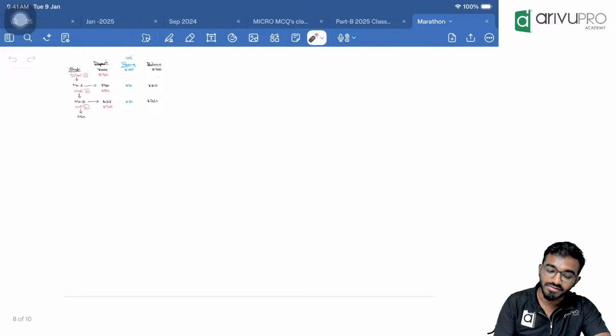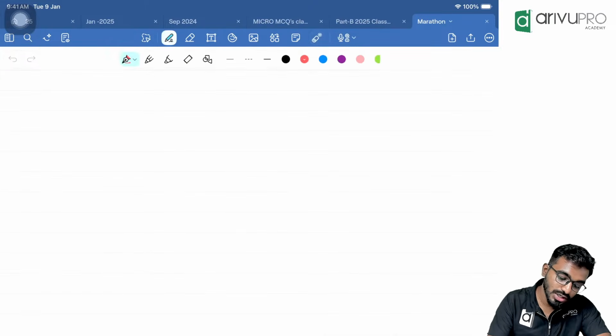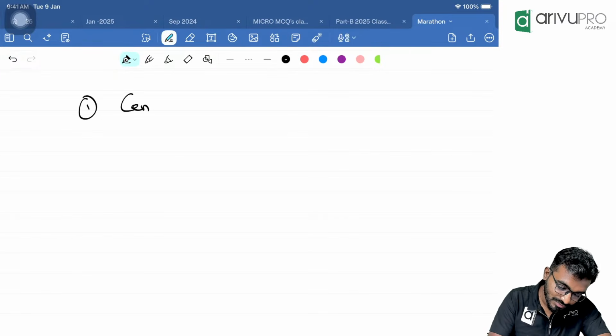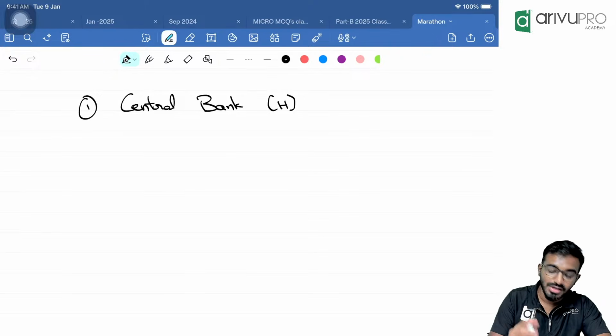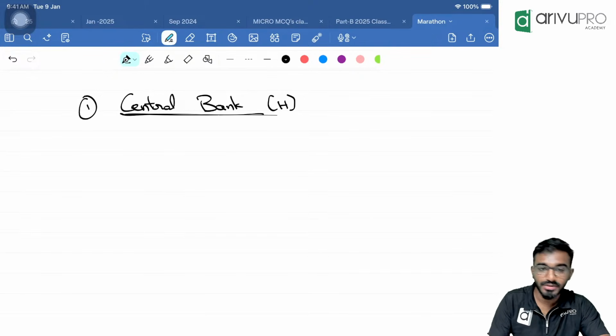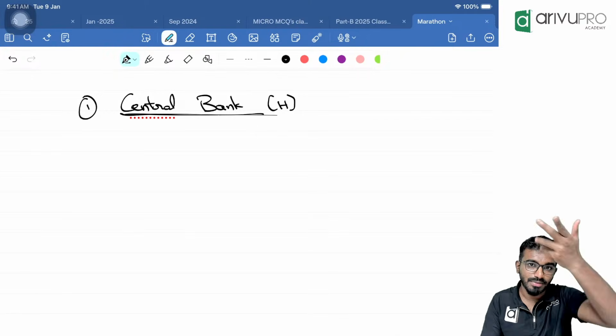So what is this behavior? Now understand, we always expect the central bank to print more currency and circulate it into the system. That means the very first one is central bank behavior in terms of printing and supplying high-powered money. We believe that the central bank will print more money and that will circulate into the system. That money will get into circulation, and money supply will increase.